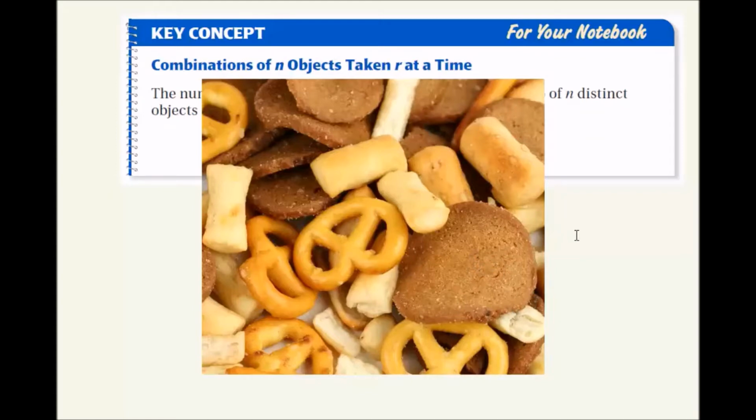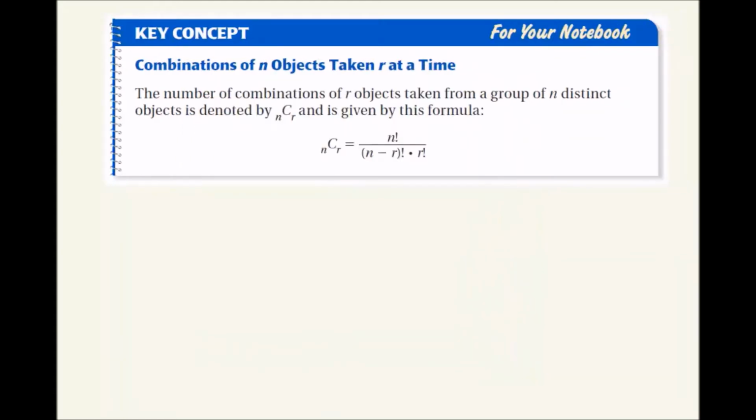So when you're trying to remember the difference between permutations and combinations, just think combinations, it doesn't matter what order you do things, you're still going to end up with the same combination of items. In math terms, that's generalized by this equation. The number of combinations of r objects taken from a group of n distinct objects is denoted by nCr and given by this formula. So it's n factorial divided by n minus r factorial times r factorial.